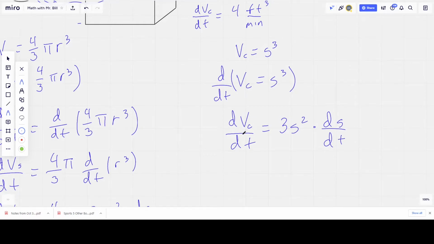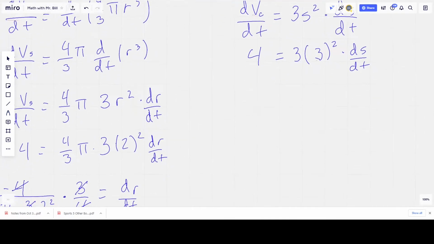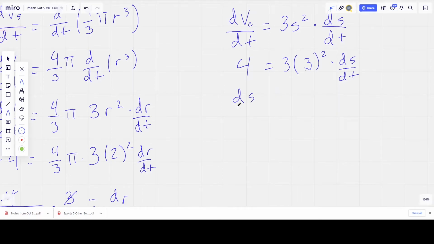So we know the change in the volume of the cube. That's 4. And we know the side length. We have 3 times 3 squared times ds/dt. So dividing, now we can solve for ds/dt. So ds/dt is equal to 4 over 27. And the units for that are feet per minute.